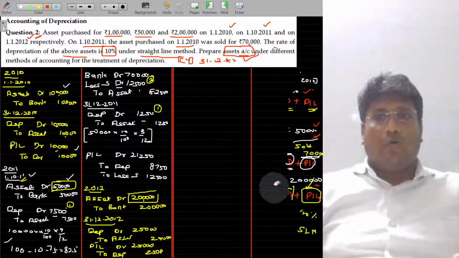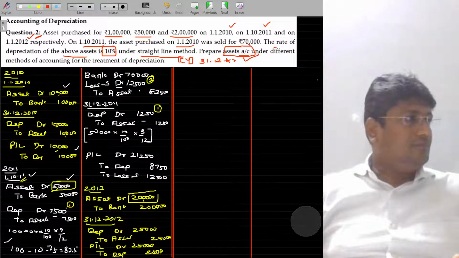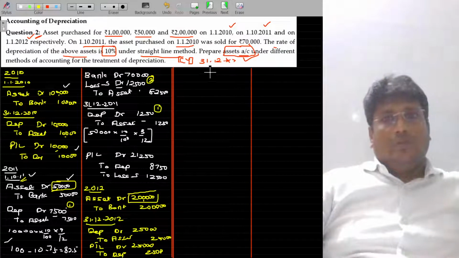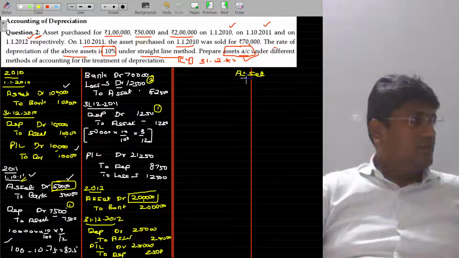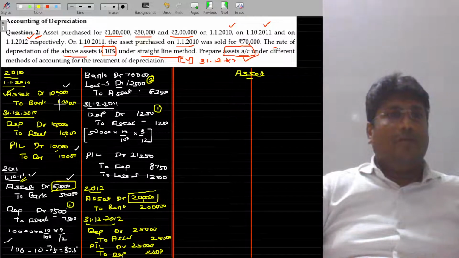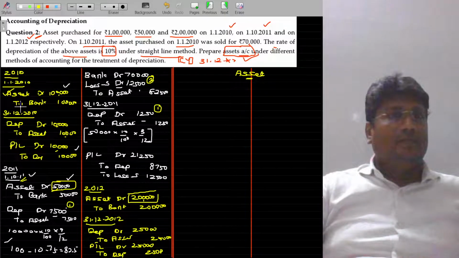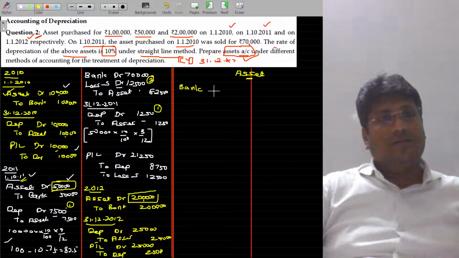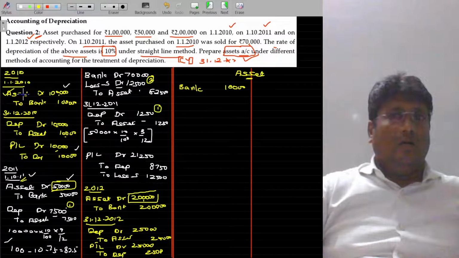This is no more required, so I will just erase. Now, asset account. Start from here. The first entry, I skip the dates; you can solve the illustration with the dates. Asset account to bank, and the 'to' and 'by' are also skipped here. 10,000 rupees... 1 lakh rupees.